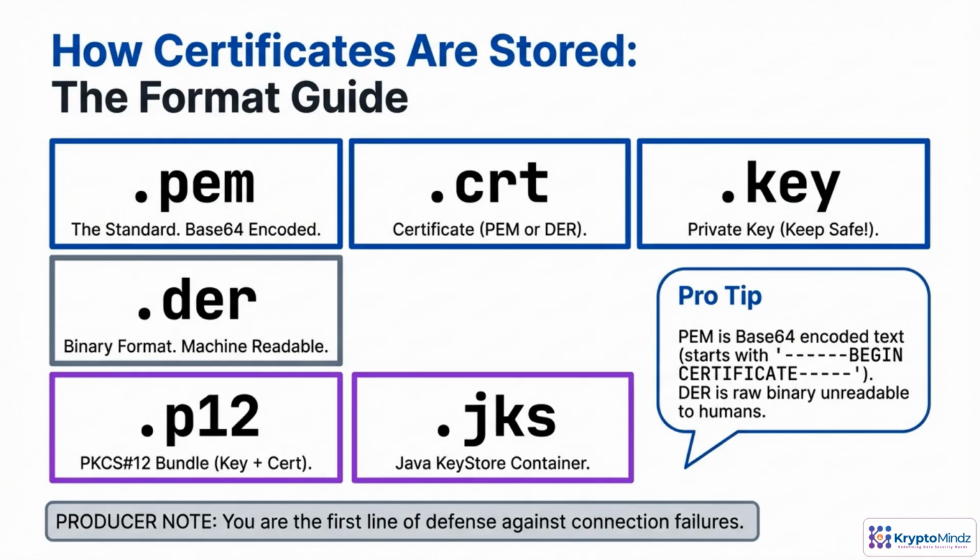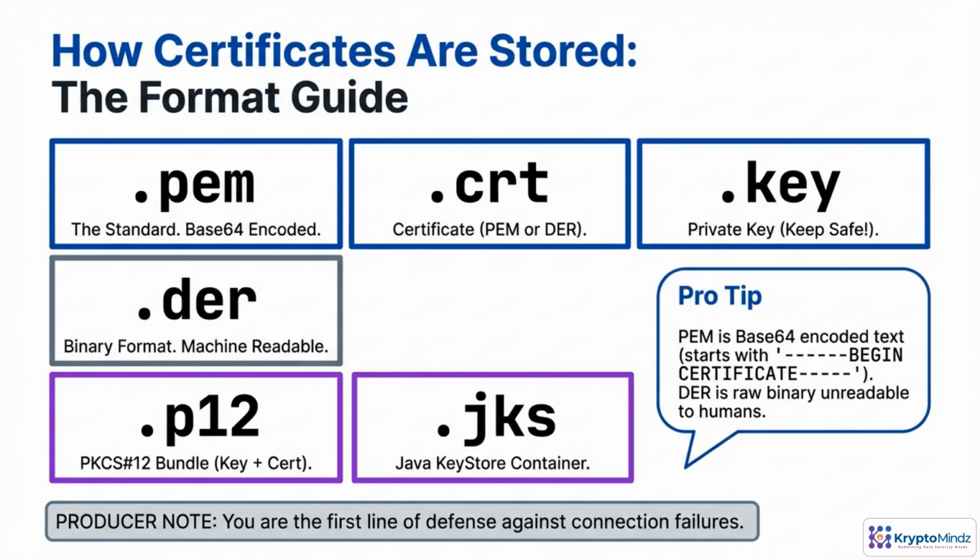When we talk about certificates in the real world, we're mostly talking about a few common file formats. Knowing these makes it much easier to debug issues and talk to ops or developers. PEM is the text-based standard you'll see everywhere. It's base 64 encoded and usually starts with begin certificate. You can open it in any text editor, and it often holds certificates or keys, sometimes several in one file.